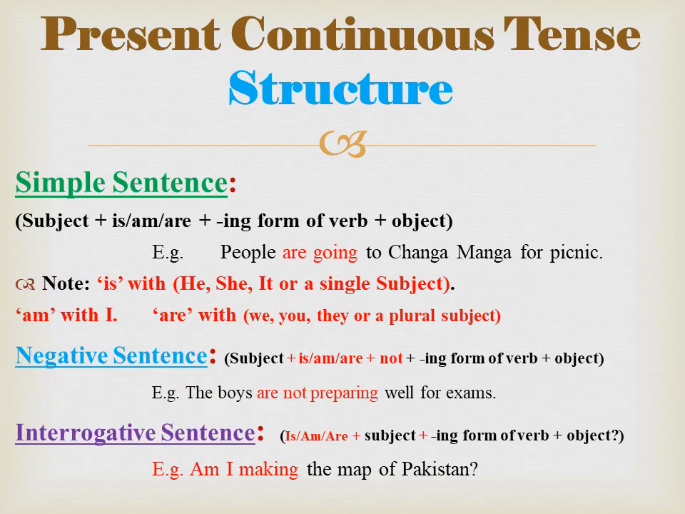Now interrogative sentence: we use is, am, or are helping verbs in the beginning of a sentence, then they are followed by subject, ing form of a verb and then object. For example, am I making the map of Pakistan?